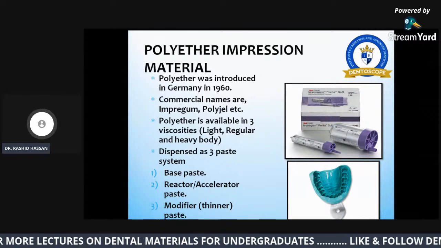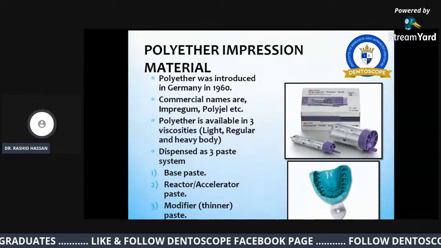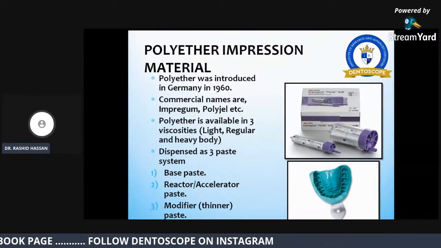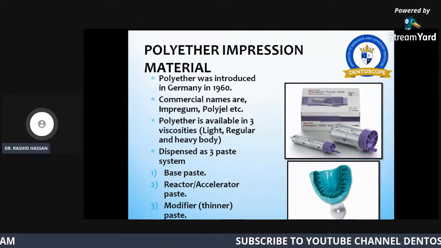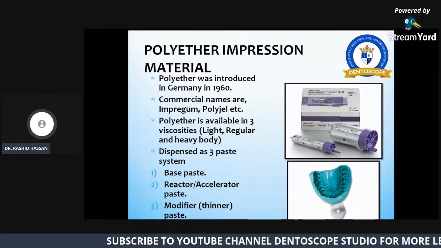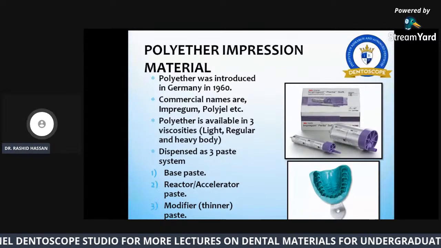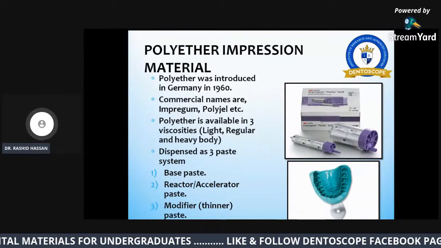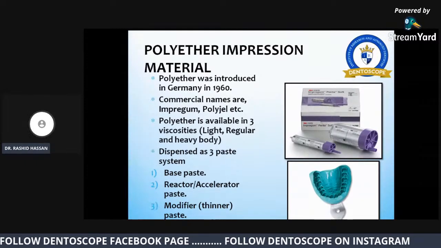Mind it, this is a very important Viva question. I can simply ask you, name only one elastomeric impression material which is not available in all the four consistencies. This one is that material. This polyether is the only elastomeric impression material which is available in just three consistencies. There is no putty consistency of polyether impression material, right?